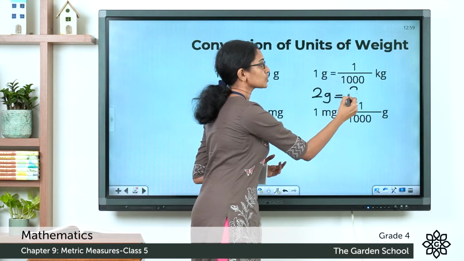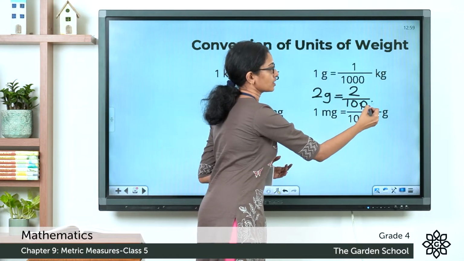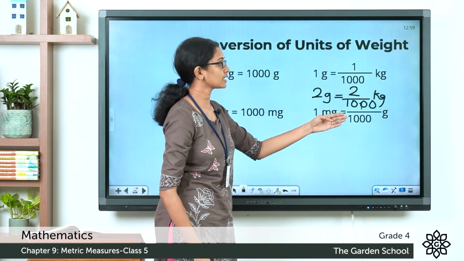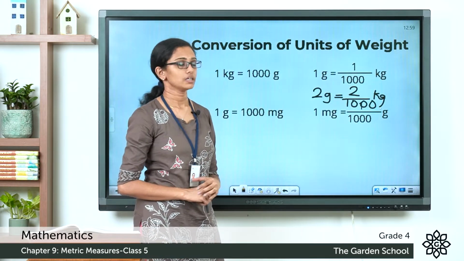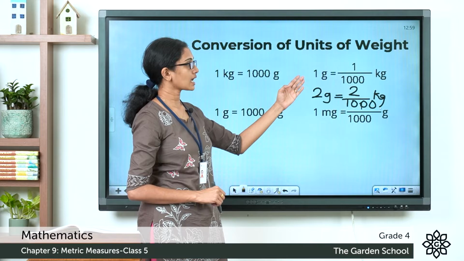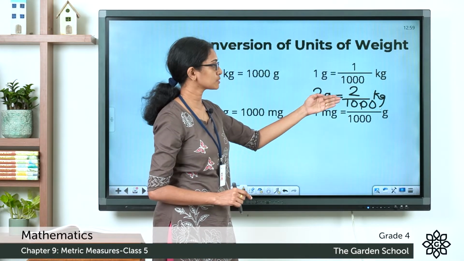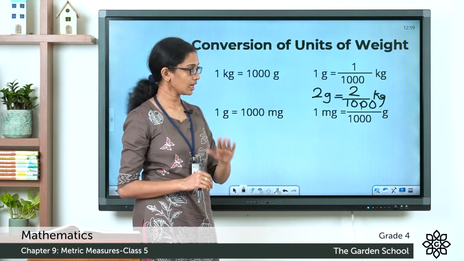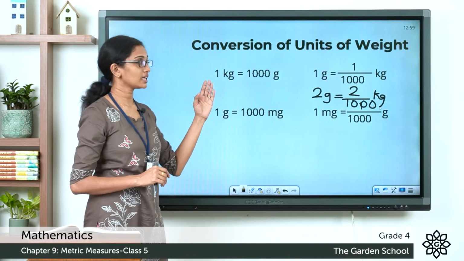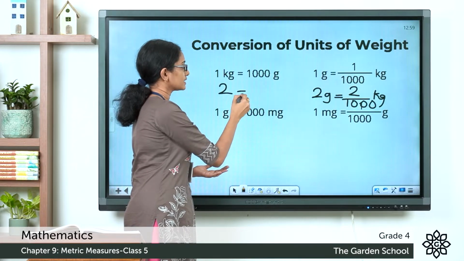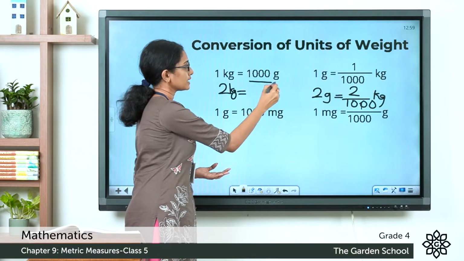It would be 2 by 1000 kilogram. What would be 3 gram? It will be 3 by 1000 kilogram. So to convert from gram to kilogram, you have to divide the given grams by 1000. And to convert kilogram to gram, you have to multiply the given kilogram by 1000.